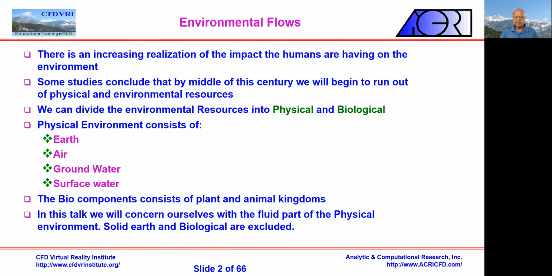So there's an increasing realization that humans are having a drastic effect on the environment. Some have concluded that by the middle of this century we will run out of physical and environmental resources. Now, the environmental resources can be put into two baskets, physical and biological. The physical consists of earth, air, groundwater, and surface water. The biological, of course, consists of plants and animals, and they are also under great threat. So in this talk, we'll only consider the fluid part, that means air, groundwater, and surface water.